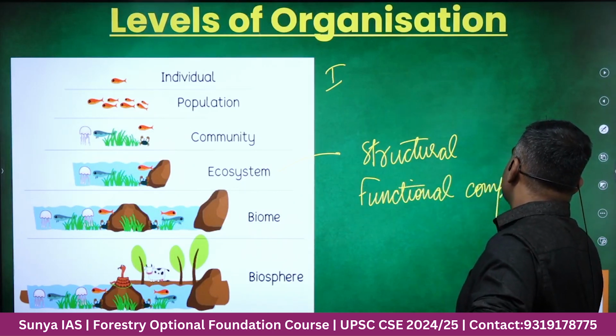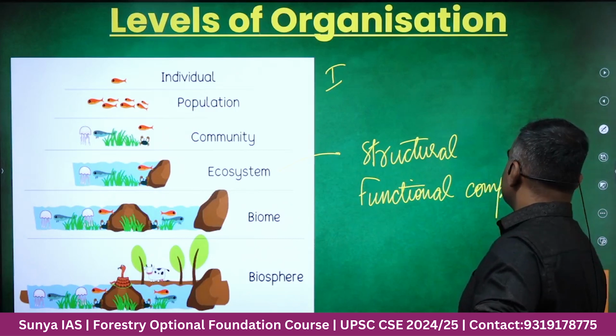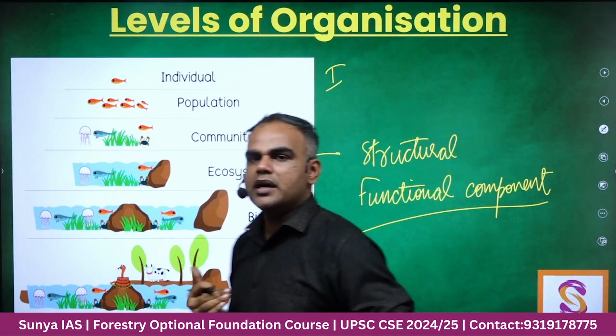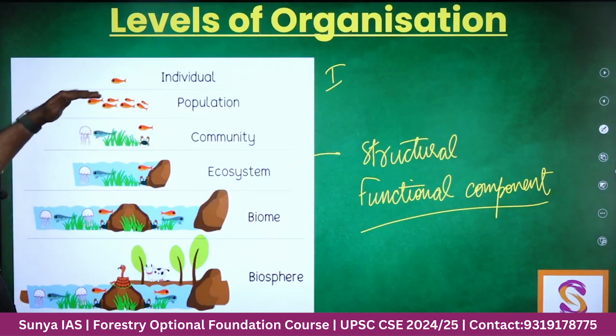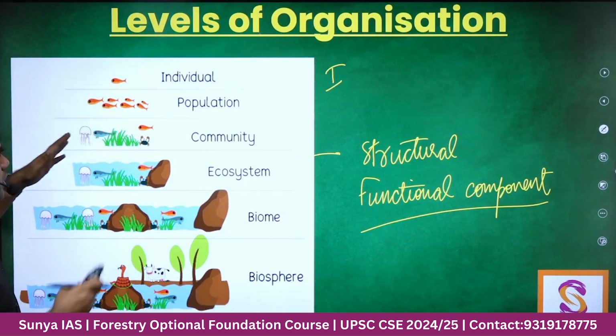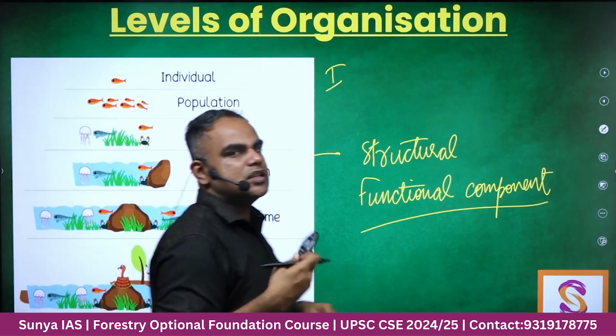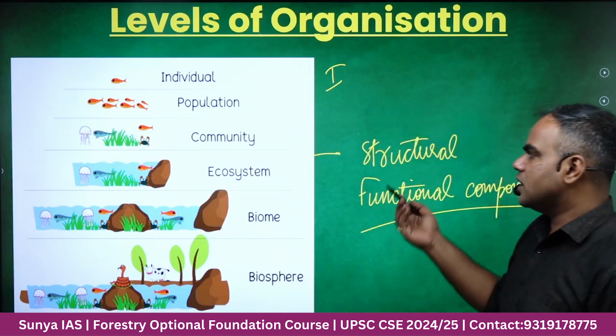Both these things are very much important, right? Structural component and a functional component, right? So these are few things that one needs to at least know about. So individual, population, community. Here, of course, from a population to community, the number of variety of species changes, right? Wherein then you talk of ecosystem.